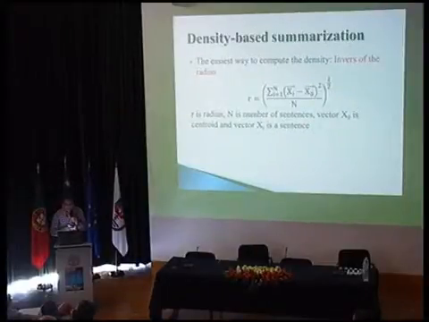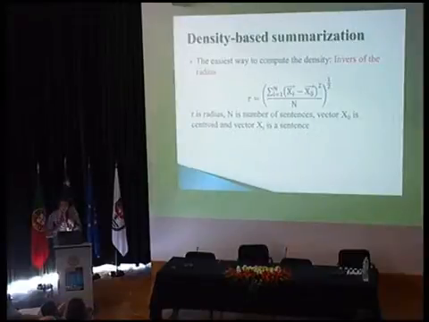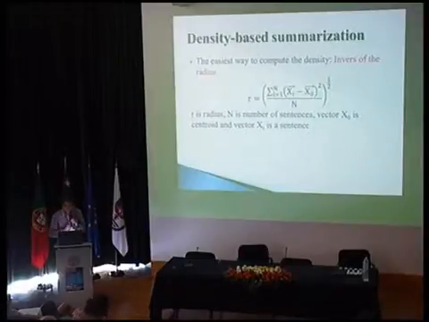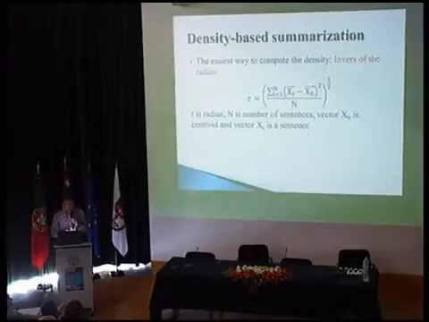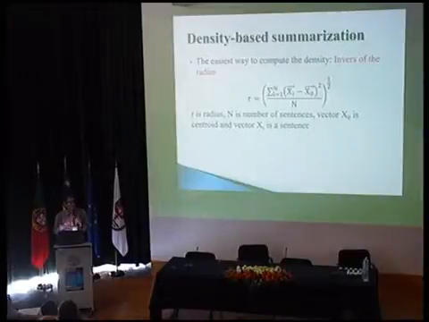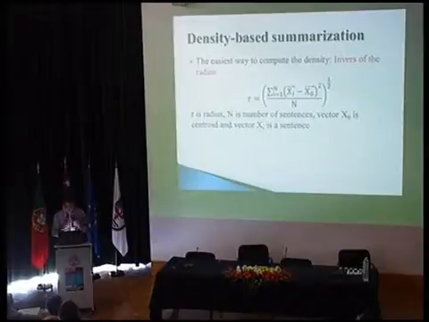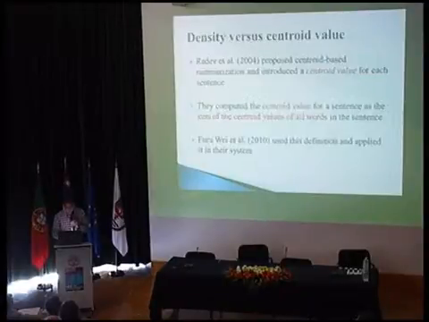The easiest way to compute the density is the inverse of the radius. We can compute the centroid of the document, and based on this, we can compute the distance between the centroid and each sentence. This radius we can use as the density of one sentence, and for the document it is the average of these radii.